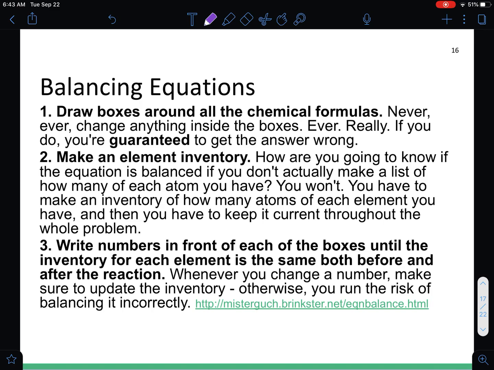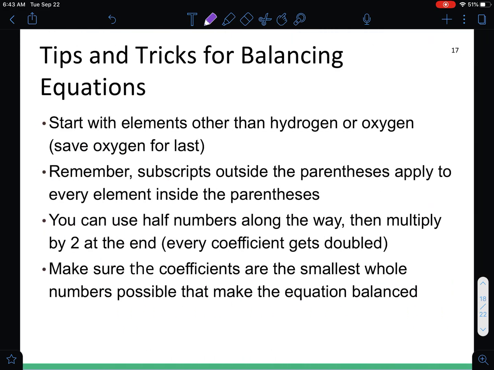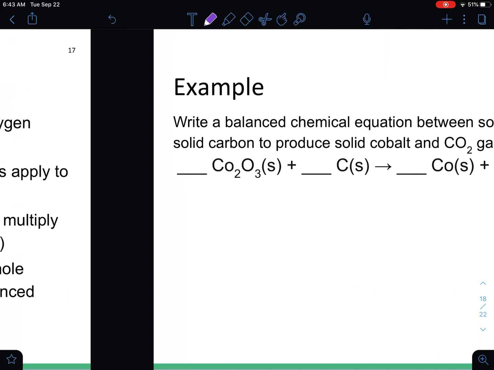All right, so balancing chemical equations. I'll let you guys pause the video and read through this. I'm going to go ahead and get to the visual examples. Same thing. Pause the video, check this out. When you're ready for the visual examples, press play.